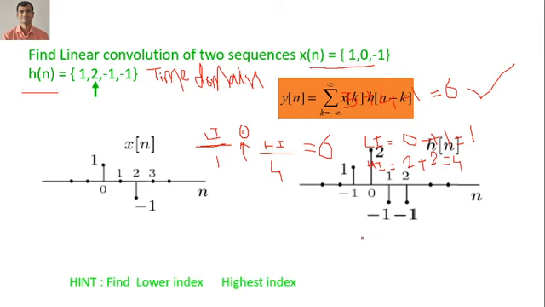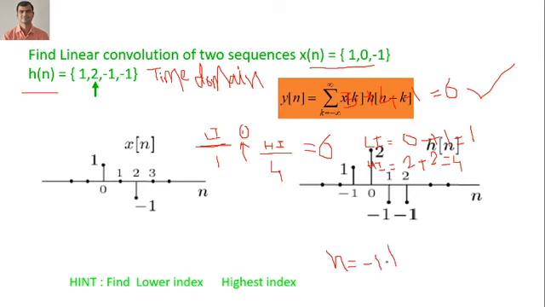Now, the hint I have given: find the lower index and higher index. We have already calculated this. Whatever the number of samples you will have, that is equal to 6. So the range of n is going to vary from the lower index you got here. How many samples will we have for the lower index? Before the arrow that is 0 samples, and before the arrow that is 1 sample. So it is going to vary from n equals minus 1 to 2.